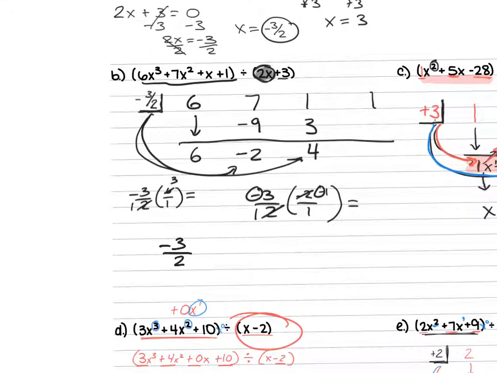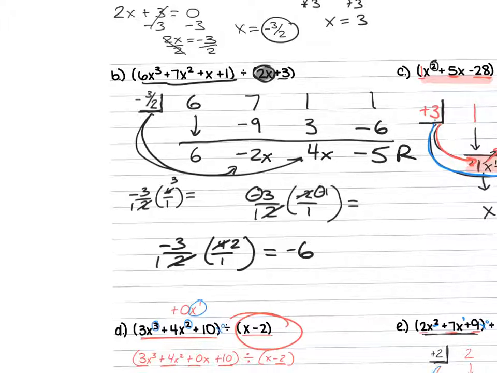2 goes into 2 once. 2 goes into 4 twice. What does this become? Negative 6. What is 1 plus negative 6? Negative 5. Now we can do all the same stuff that we did before. What is that negative 5? It's the remainder. Put x's on everything else: 0, 1, 2. Let's simplify this.